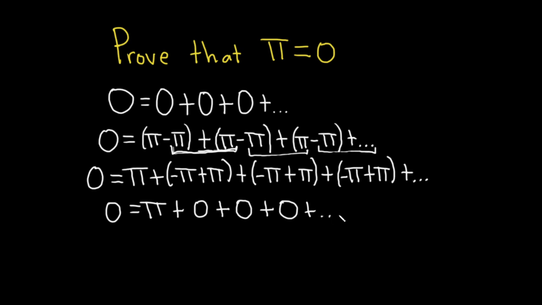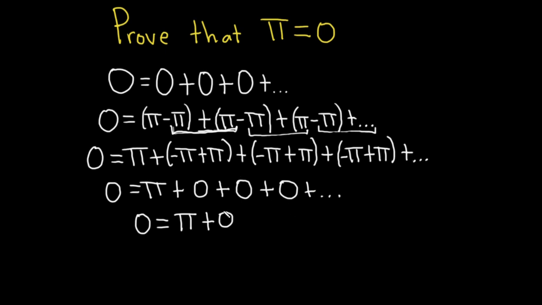So they're all zeros. So we have zero equals zero plus zero plus zero. So all of this is just zero. So you have pi plus zero. So it's just pi. We take this infinite sum of zeros, it's just gonna give us one zero. But that's just zero equals pi, right? Because pi plus zero is pi. So zero equals pi. So basically we've shown that pi is equal to the number zero.